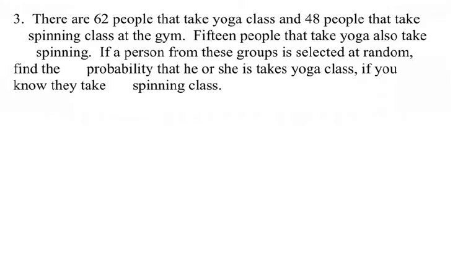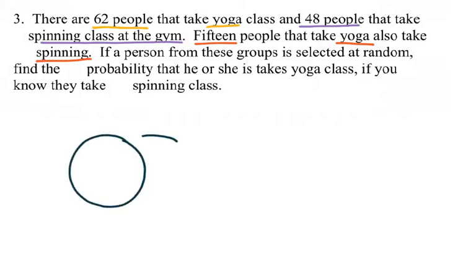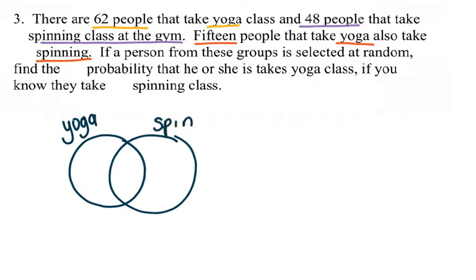Alright, this one's a little weird for people. There are 62 people that take a yoga class, and there are 48 people that take a spinning class. 15 people that take yoga also take spinning. Alright, so the first thing I'm going to do is draw you a little diagram. And it's going to be a Venn diagram. Hopefully you learned these. So these are going to be my people that take yoga. These are my people that take spin. Okay, so 15 people take both of them.